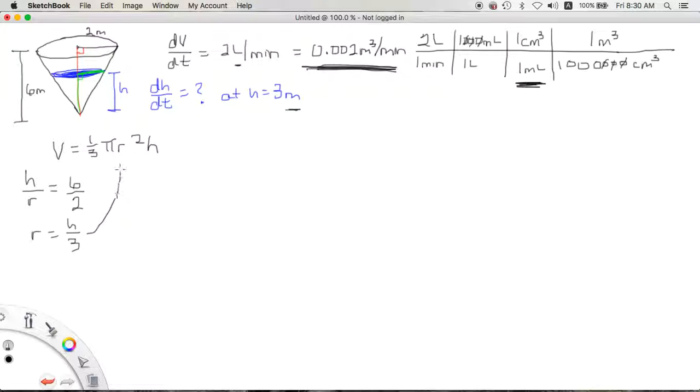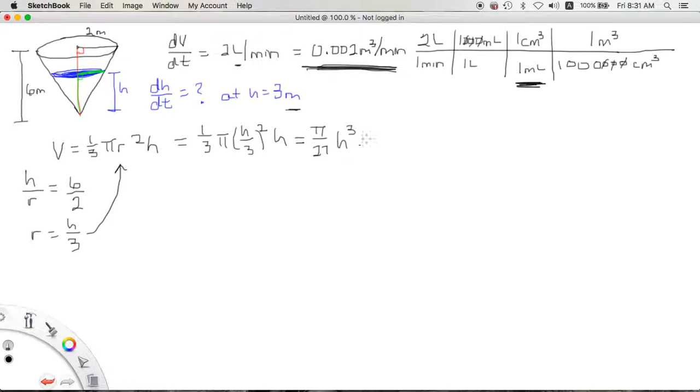So now we can take this and plug it in here, and we end up with 1/3 times pi times h over 3 squared times h, which means we get pi over 27 h cubed. So now we have a volume equation. It's in all the variables we want it to be in without any extra variables that we're not dealing with, and we're ready to go.